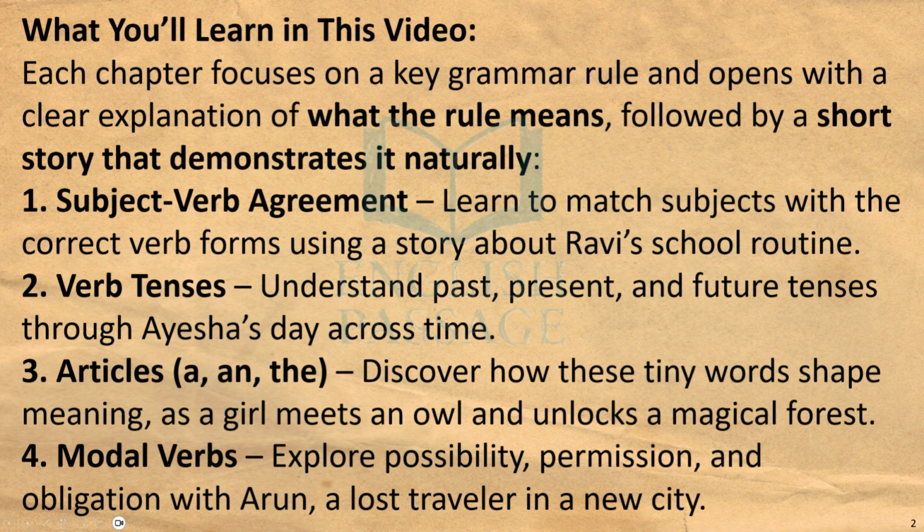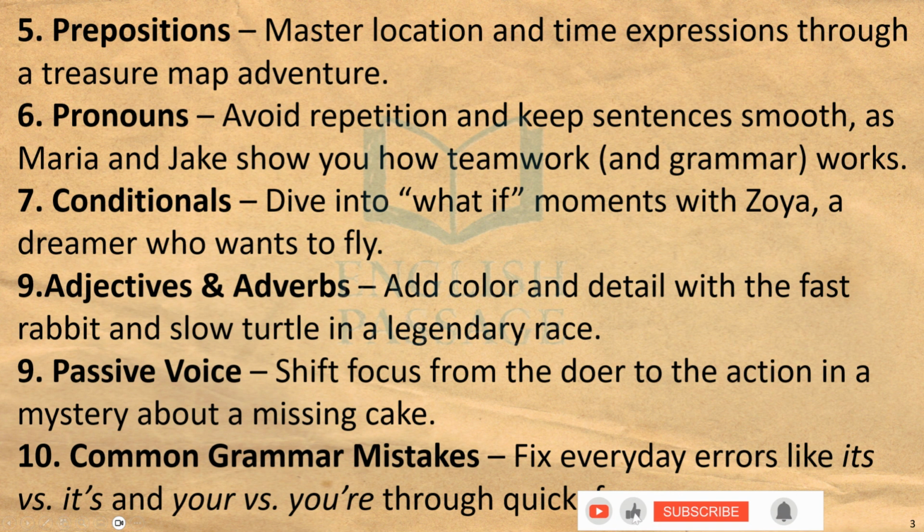3. Articles a and the. Discover how these tiny words shape meaning as a girl meets an owl and unlocks a magical forest. 4. Modal verbs. Explore possibility, permission, and obligation with Arun, a lost traveler in a new city. 5. Prepositions. Master location and time expressions through a treasure map adventure.